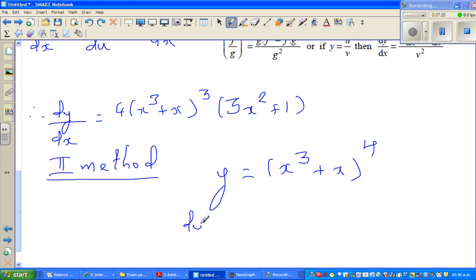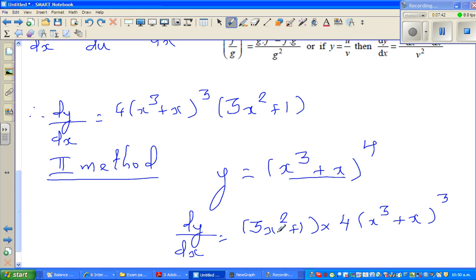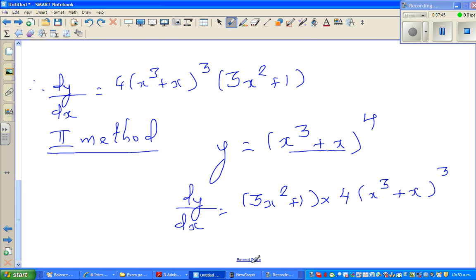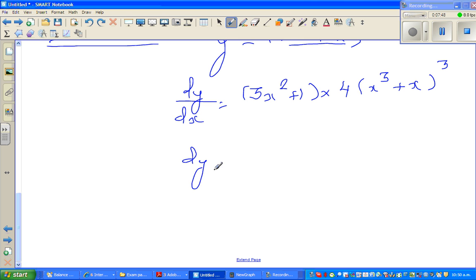So you're differentiating in one step, so it's pretty easy. You differentiate the inside. Differentiating the inside, you get 3x squared plus 1 times, I need to differentiate the whole function. So that is 4 times, decrease the power by 1, that is (x cubed plus x) to the power 3. And these are the same. So let me simplify this a little. Therefore dy by dx is equal to 4 times (3x squared plus 1) times (x cubed plus x) to the power 3.